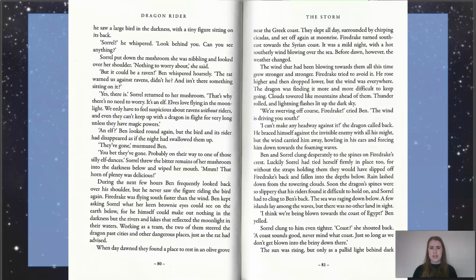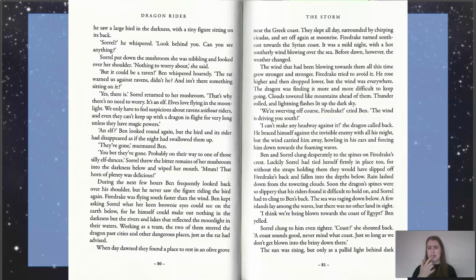Firedrake turned southeast towards the Syrian coast. It was a mild night with a hot southerly wind blowing over the sea. Before dawn, however, the weather changed. The wind that had been blowing towards them this whole time grew stronger and stronger. Firedrake tried to avoid it. He rose higher and then dropped lower, but the wind was everywhere. The dragon was finding it more and more difficult to keep going.